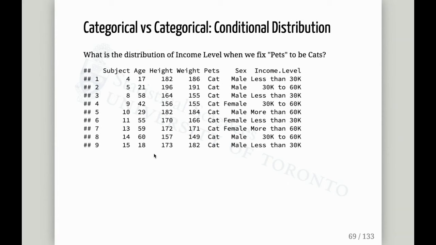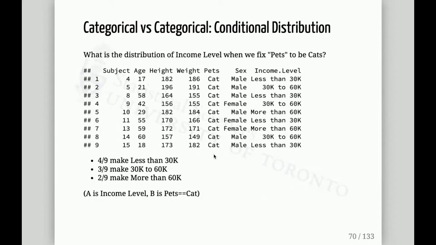What's the distribution of income level when we fix pets to be cats? Well, if we fix pets to be cats, then 4 out of 9 people make less than $30,000. 1, 2, 3, 4 out of 9 in total that own cats. 3 out of 9 make 30 to 60, and 2 out of 9 make more than 60.